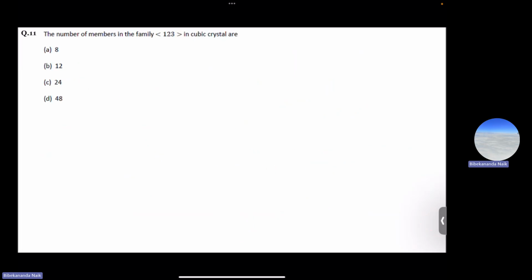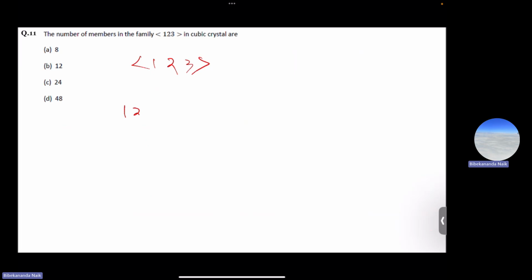Now going to the next question, question 11. The number of members in the family of the planes 1, 2, 3 in a cubic crystal are: option A 8, option B 12, option C 24, and option D 48. If you talk about the family 1, 2, 3, then it can be 1 or minus 1, 2 or minus 2, 3 or minus 3.